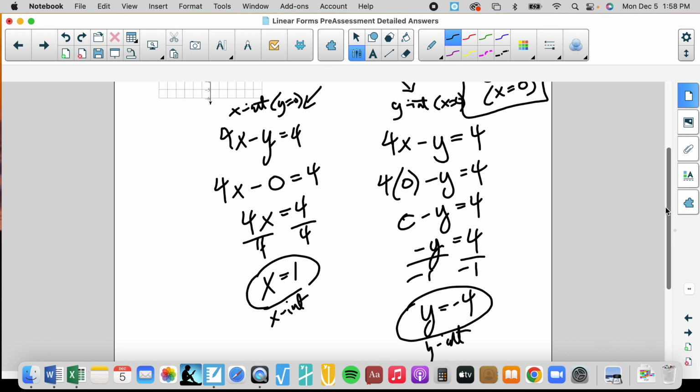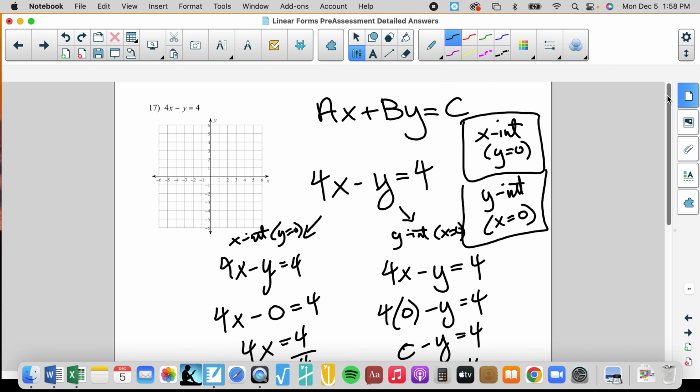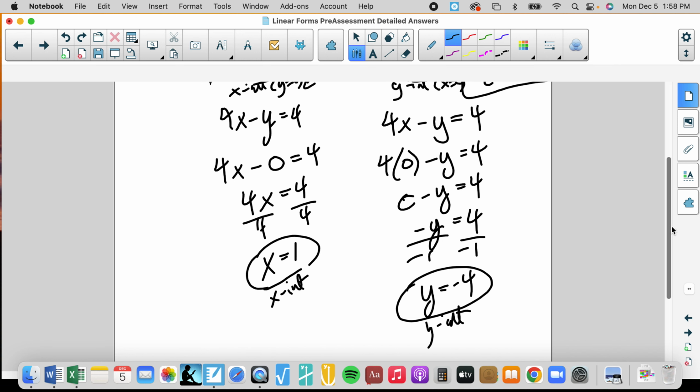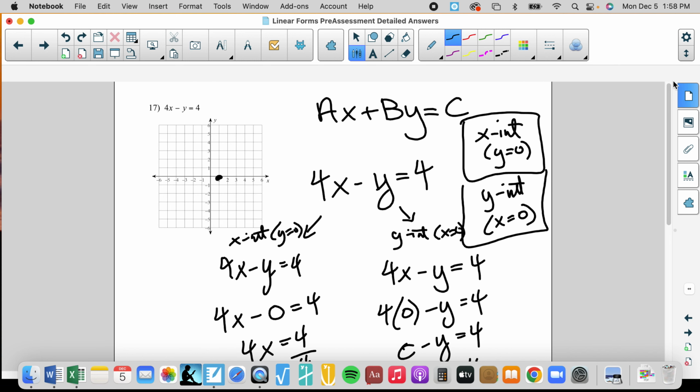So x-intercept, where it crosses the x-axis at 1. Here's my x-axis at 1. Y-intercept is -4. So on the y-axis, I find -4. That's down here. I have 2 points. I connect the dots. I write the coordinates. This is 1, 0. This is 0, -4. Make sure that you write the coordinate as x, y.